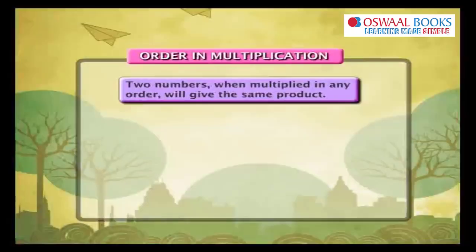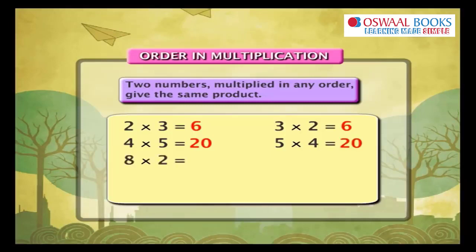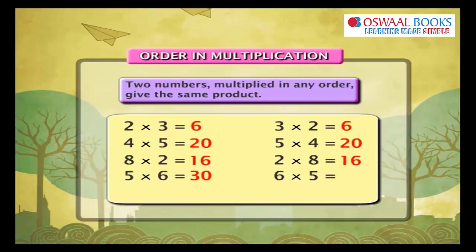Order in multiplication. Two numbers when multiplied in any order will give the same product. Example, 2 into 3 is equal to 6. When you interchange the numbers and multiply, that is 3 into 2, it is also 6. In the same way, 4 into 5 is equal to 20 and 5 into 4 is also equal to 20. 8 into 2 is equal to 16. 2 into 8 is also equal to 16. 5 into 6 is equal to 30. 6 into 5 is also equal to 30. 3 into 7 is equal to 21. 7 into 3 is also equal to 21.